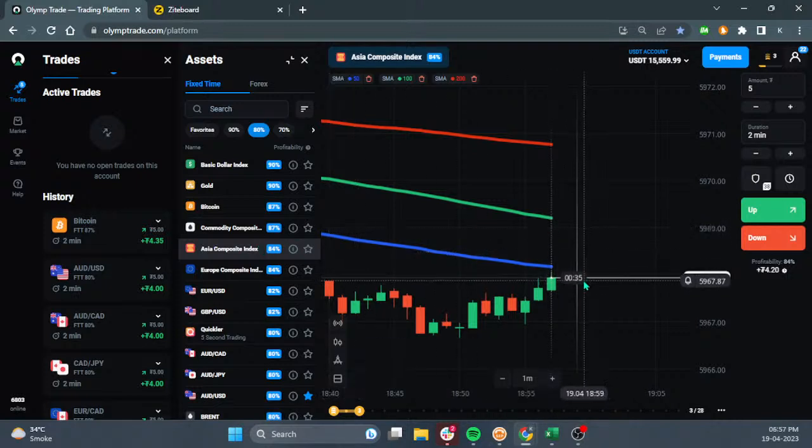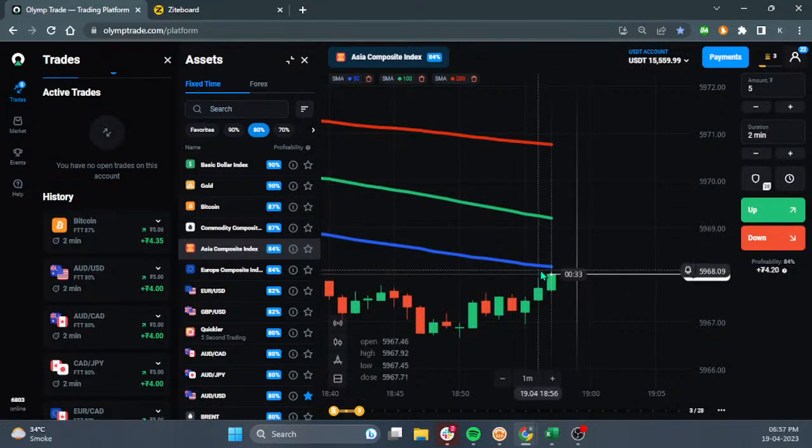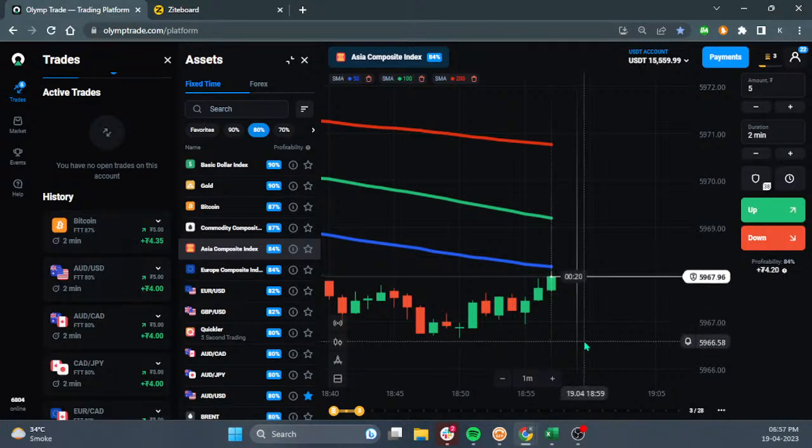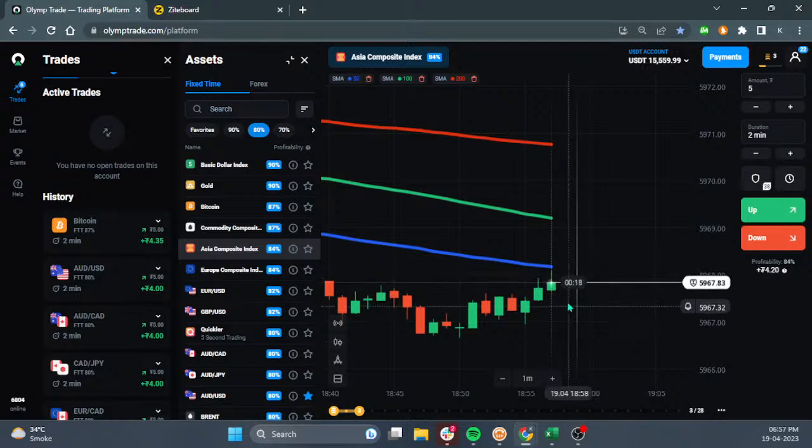And right now, if you see on Asia Composite Index, we are about to touch SMA 50. And if that happens, I can open a downward trade because I am expecting a reversal in this case. And while talking about that, my another trade is also profitable. Okay. If you see, the reversal already started to happen.